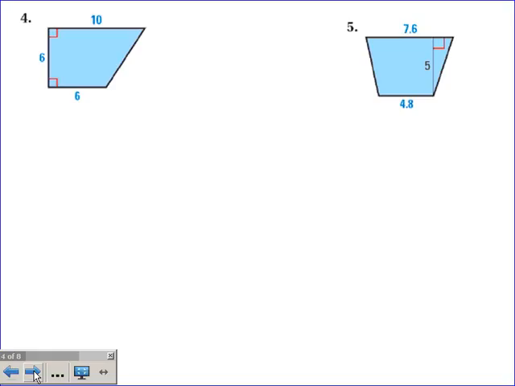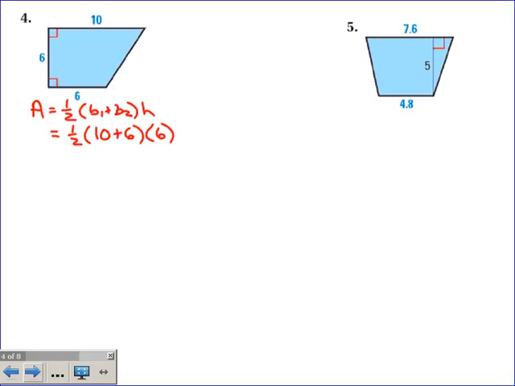Silas, what shape do we have here? Number 4. Trapezoid, that's right. What's the area formula for trapezoid? Base 1 plus base 2 divided by 2 times the height. That's so right. What is base 1? 10. What's base 2? 3. What's the height? 6.